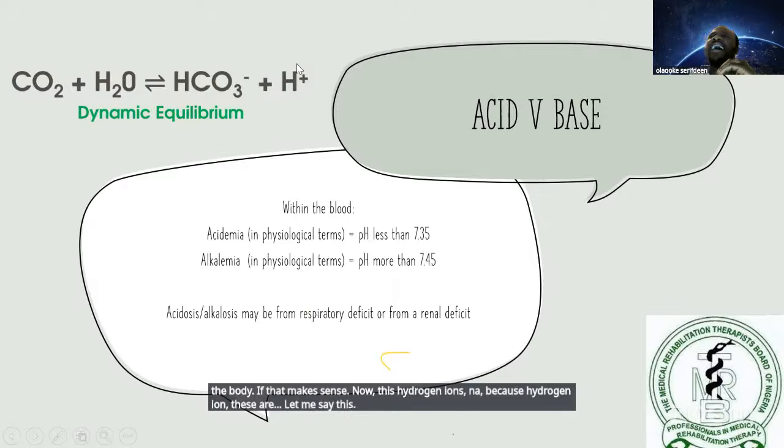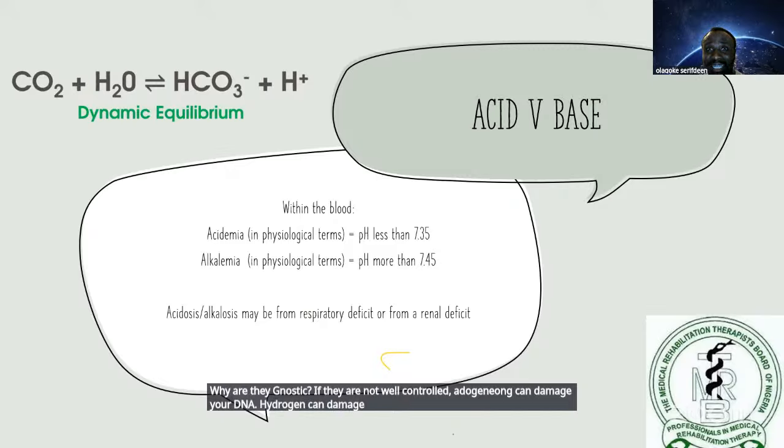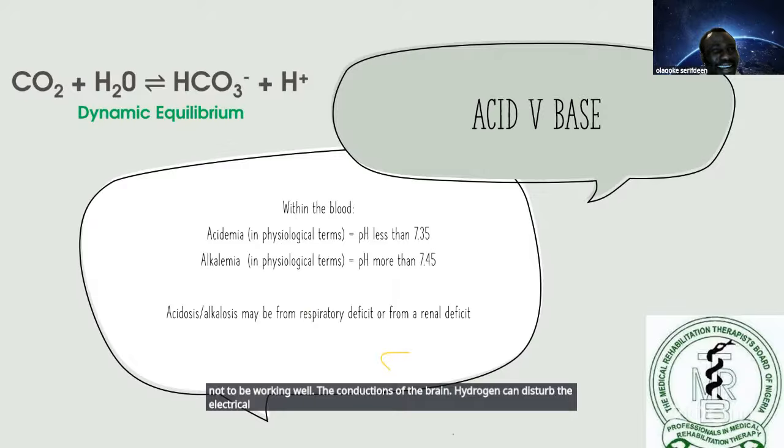Now, these hydrogen ions, they are very nasty ions. They are protons that are very, very nasty. Why are they nasty? If they are not well controlled, hydrogen ion can damage your DNA. Hydrogen ion can damage your cell membranes. Hydrogen ions can make enzymes in your body not work well. Hydrogen ions can make the electrical activities of the heart not work well. The conduction of the brain, hydrogen ion can disturb the electrical activities. So they are very, very nasty.